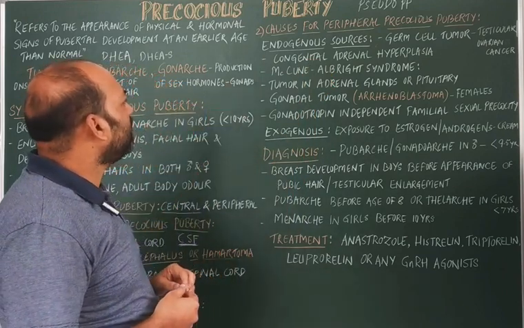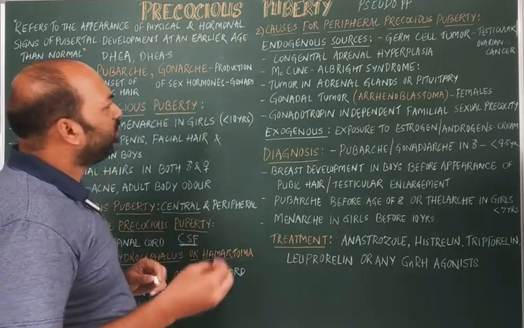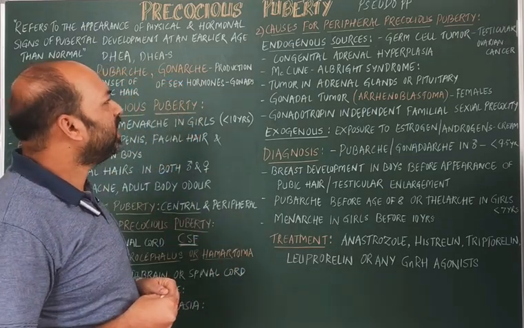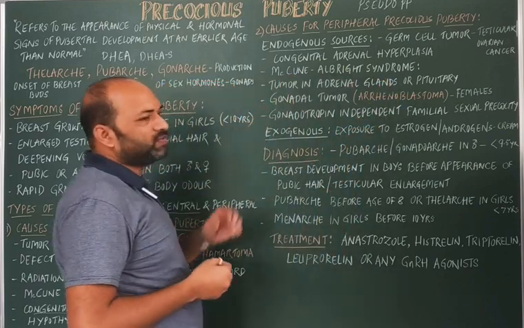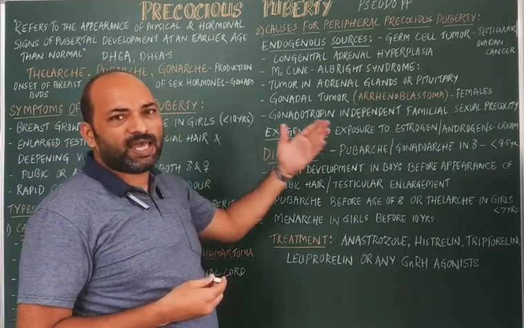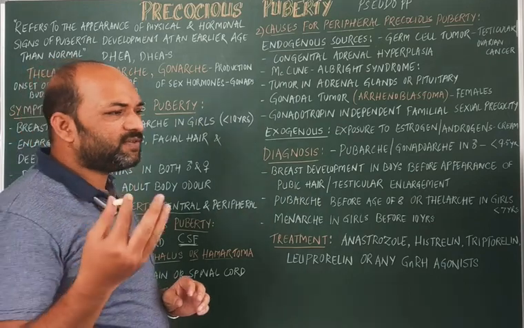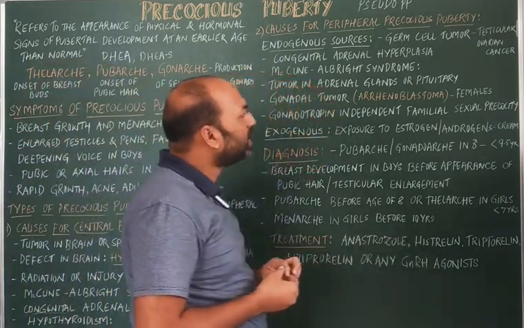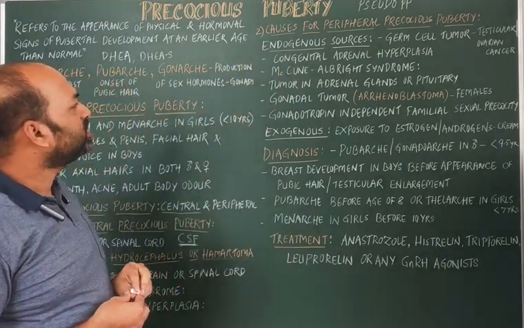Second one is congenital adrenal hyperplasia, which I already told you about, that is abnormal hypersecretion, or more secretion, of the adrenal hormones. Next is McCune-Albright syndrome. That's what we have discussed. That is the mutations which occur in the GNAS gene, which affects the bones as well as the skin color and causes various hormonal problems. So that is McCune-Albright syndrome.